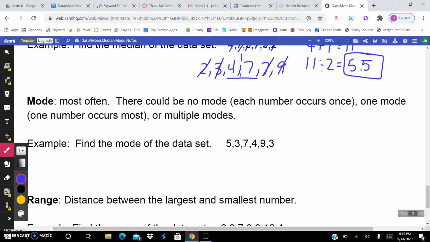So find the mode of this data set. Well, I'm going to look. There's only 1 5. There's 2 3s, 1 7, 1 4, and 1 9. So 3 occurs the most. So 3 is our mode.